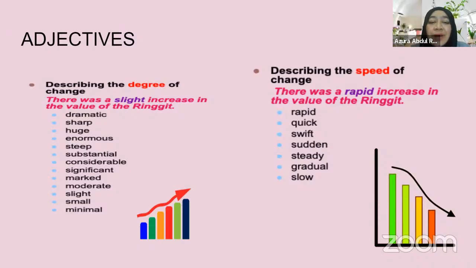Okay, so when you're writing out your sentences, you have to make sure that your analysis will include the description of the change, okay, and the data itself. So here, the slight increase in the value of the ringgit from RM, I'm not really good with economy. You can say the slight increase by 10%. Or you can say there's a huge or dramatic increase of 54 to 60%, for example. Okay, that is the degree of change.